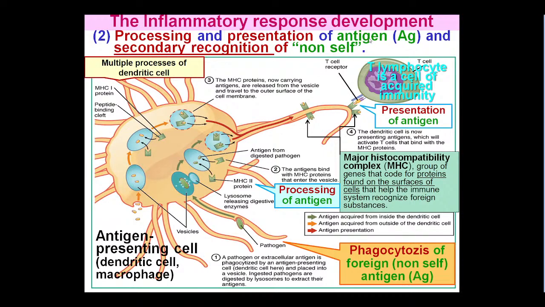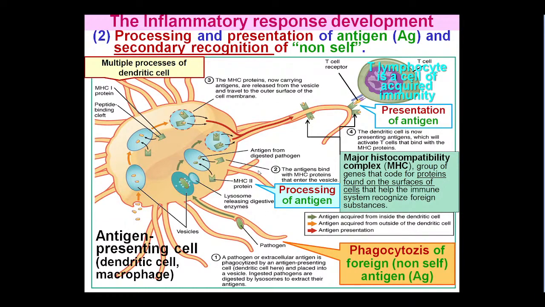Antigens are larger than patterns. Antigens may be recognized by antibodies and T cell receptors with very high specificity, and acquired immunity cells and immunoglobulins differentiate the antigen of one bacterium from the antigen of another bacterium, very highly specific. So this is the difference between primary and secondary recognition of non-self. Primary is low specific, and secondary is very highly specific.